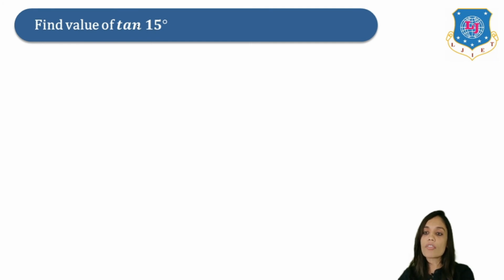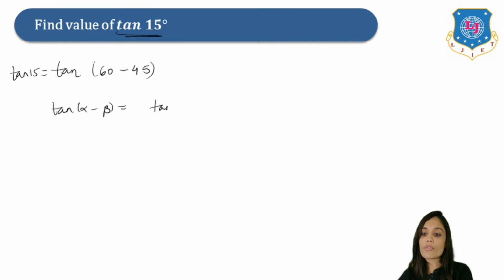We have to find the value of tan 15 degree. So we can write this as tan(60 - 45), right? Just we have modified our tan 15. Now we know the formula of tan(alpha - beta). That is (tan alpha - tan beta) upon (1 + tan alpha tan beta). Fine. So here our alpha is 60, beta is 45. Just put all the values.